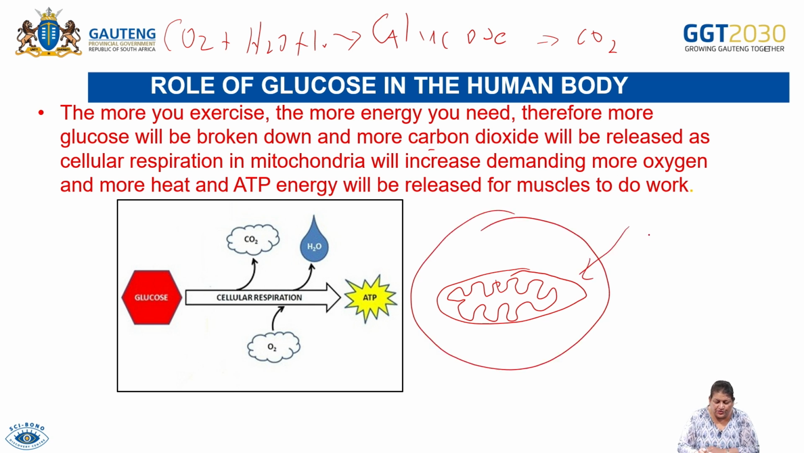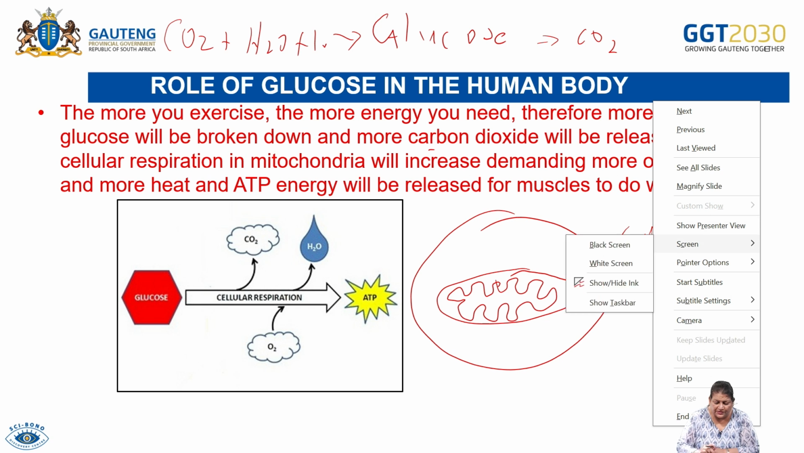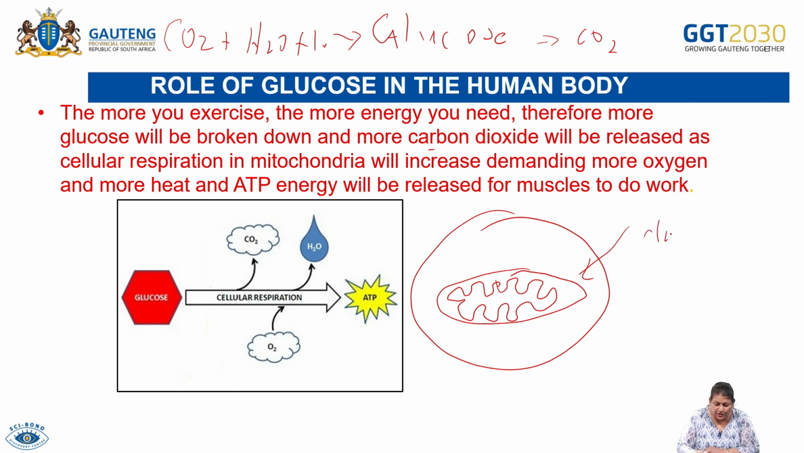And what does it use? It uses glucose, okay? It uses glucose, right? And it uses oxygen by a process called cellular respiration. And what does it give you? CO2, water, ATP energy to do work. You also need oxygen as well. Can you see? So glucose is taken in, and also oxygen is used, and then it releases what? Carbon dioxide, water, and ATP.